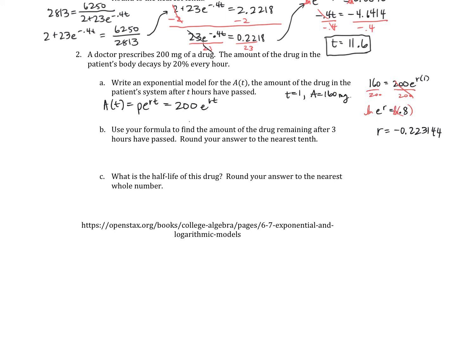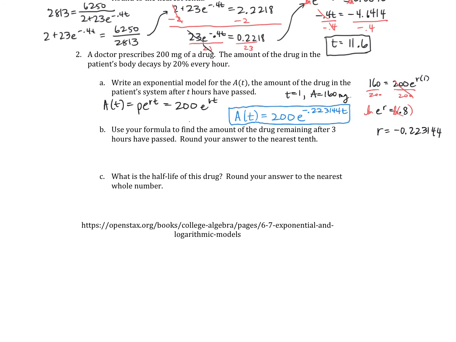So I needed to find the r in this way so that I would have it for the formula. Because in the formula, you want to have a p and an r. The e is going to stay an e because that represents an actual number like pi. And then the t is going to stay a variable. So our formula will be A of t, the amount of drug at time t, represented by 200 e to the negative 0.223144t. So there is our exponential model.